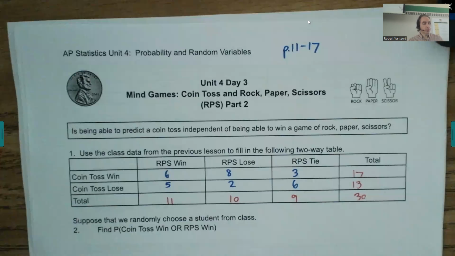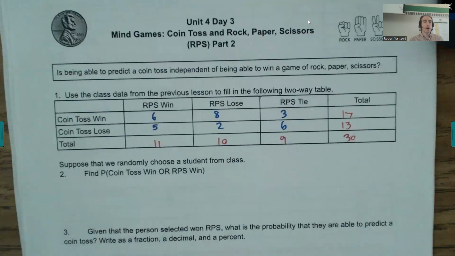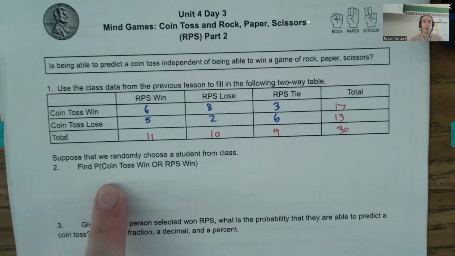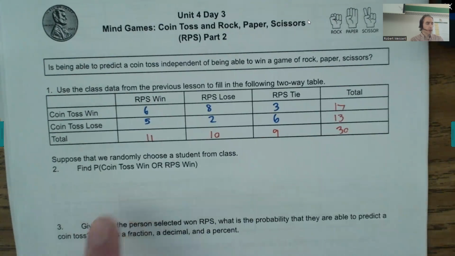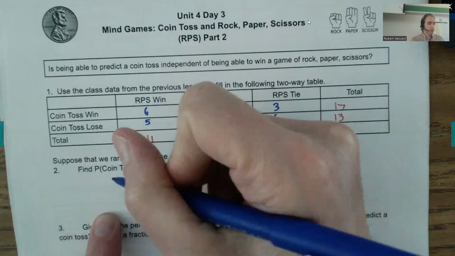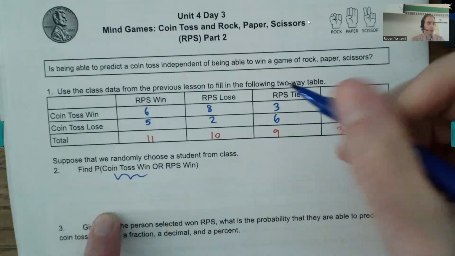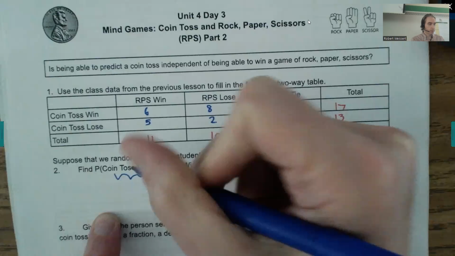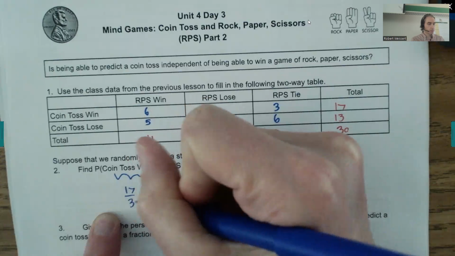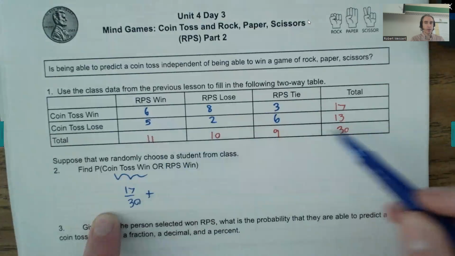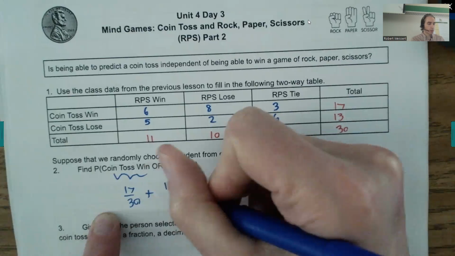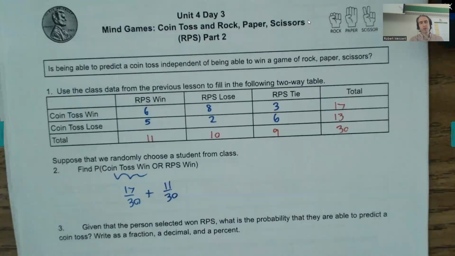All right, so with that data, let's answer a few questions. Find the probability of coin toss win or rock, paper, scissors win. What we're going to do here is say our coin toss win is going to be the probability of 17 out of 30. Rock, paper, scissors win, now we're talking 11 out of 30. So we want to get our totals. But in this scenario, we have an overlap.